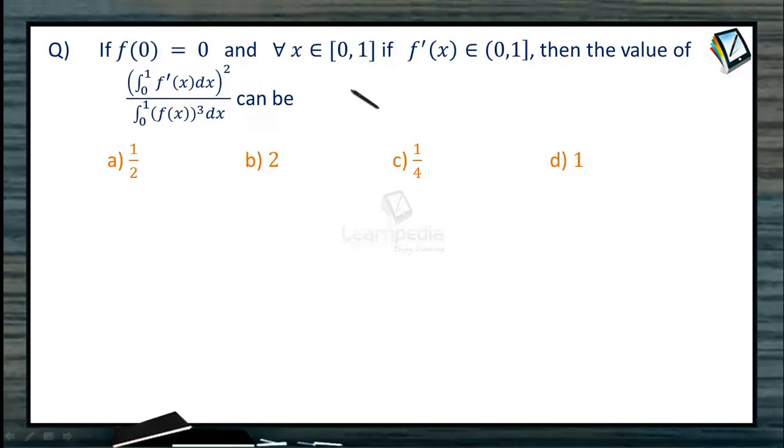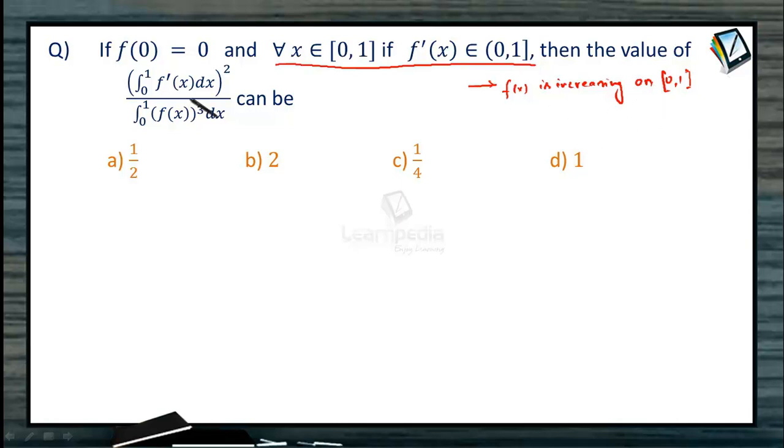Now first let's analyze the data given. For all x belongs to (0, 1), f dash x is a number between 0 and 1. So when f dash x is between 0 and 1 and 0 is not included, we can conclude that f of x is increasing on (0, 1), right? This is given data because for all x belongs to (0, 1), f dash x is a positive number. So that's why f of x is increasing on (0, 1).